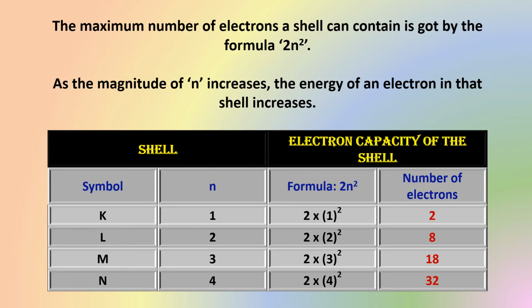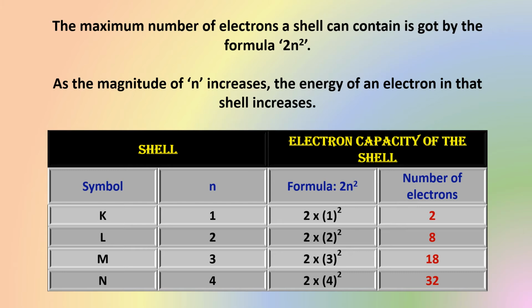2 fours are 8. Similarly, the M shell is corresponding to the number 3. 2 into 3 square, that means 2 into 9, that is 18. And N, the N shell, ordinal number 4, substitute that number here where n comes in the formula. 2 into 4 square, that is 4 square is 16. 2 into 16, which is 32.